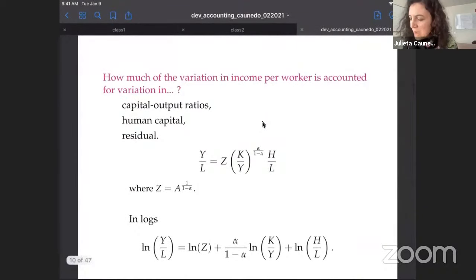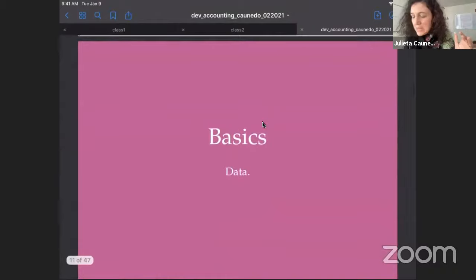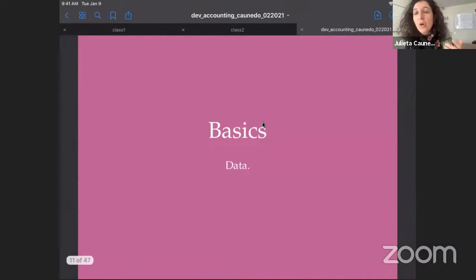Okay, so let me remind you that the question that we are after is how much of the variation in income per worker is accounted for by variation in capital output ratios, human capital, and the residual. Okay, so I basically narrow down the income accounting question. With that, I'm ready to go and tell you how we're gonna measure these elements.